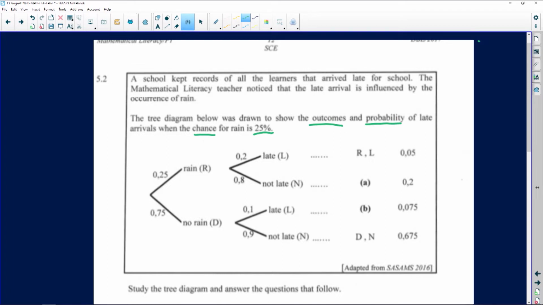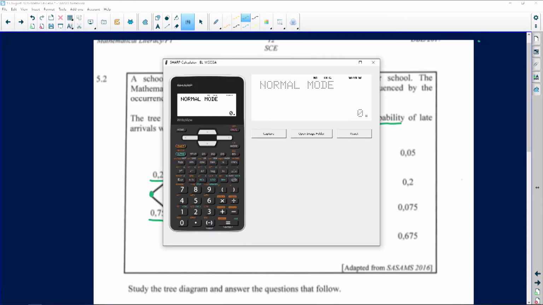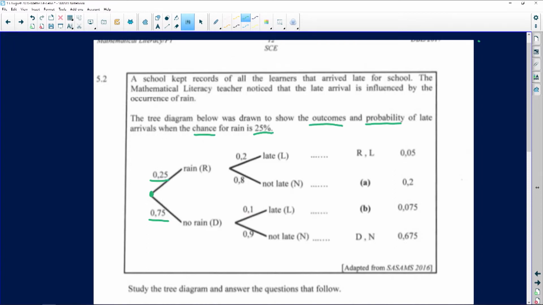Tree diagram, again, look at that nice starting point over there. If you add these two decimals over here, it says to us 0.25 is chances of rain, 0.75 is chances of no rain. And if you add the two, it should give you 1. Okay, let's go see if I am correct. That's going to be 0.25 plus 0.75. You see, that gives you 1. And I said to you guys, probability is out of 1 or out of 100.